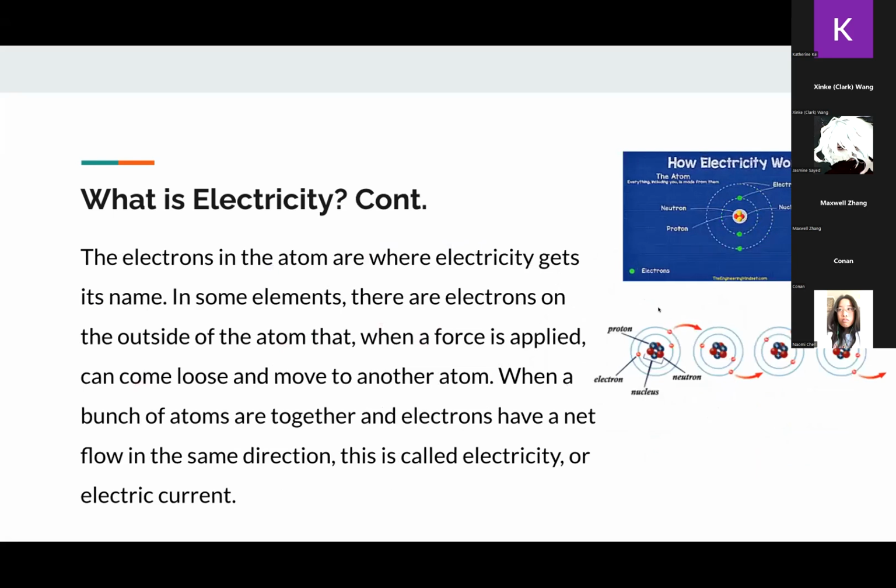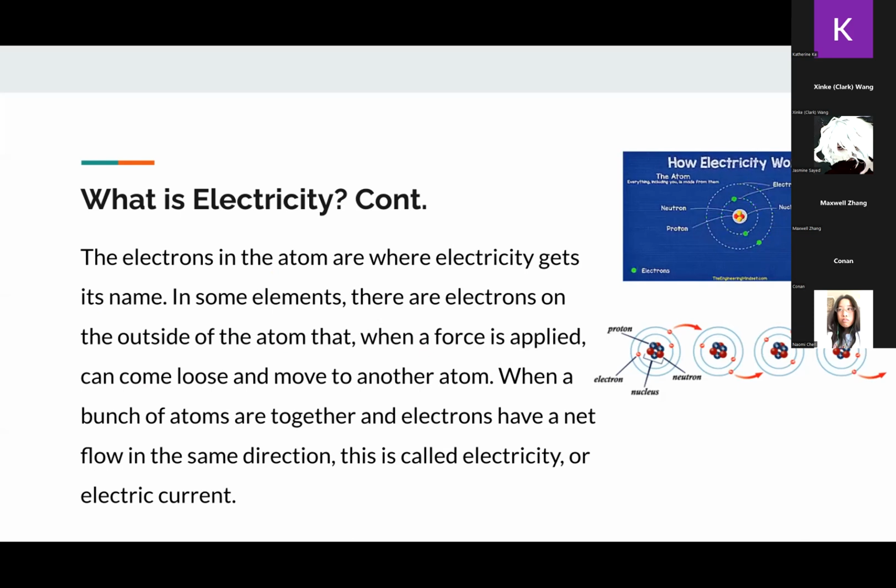The electrons in the atoms are where electricity gets its name. In some elements, there are electrons on the outside of the atom that, when a force is applied, can come loose and move to another atom. In this diagram to the right, we see our happy little proton and neutron snuggling at the nucleus, and the third wheelers, the electrons, are circling around the nucleus. And when the force is applied, we see the electrons moving on to the next atom over.